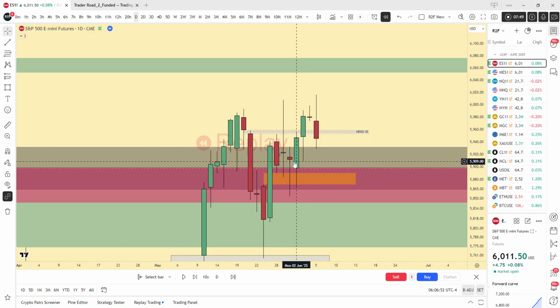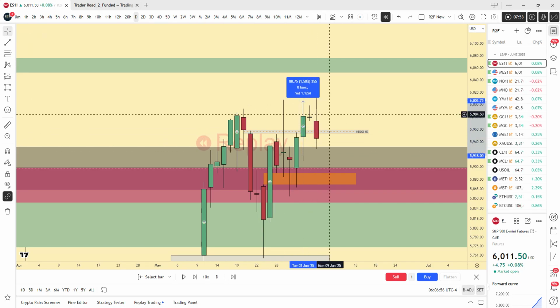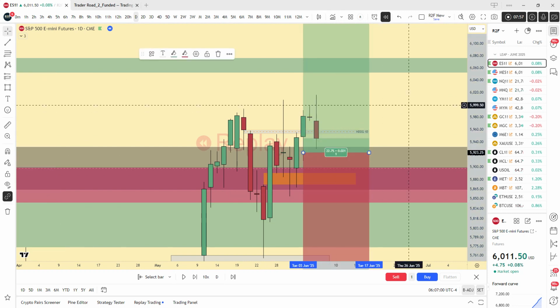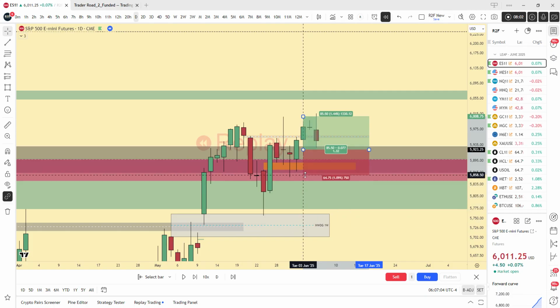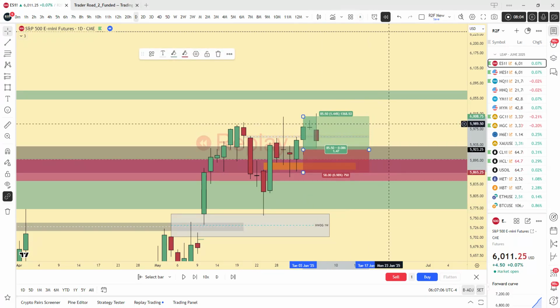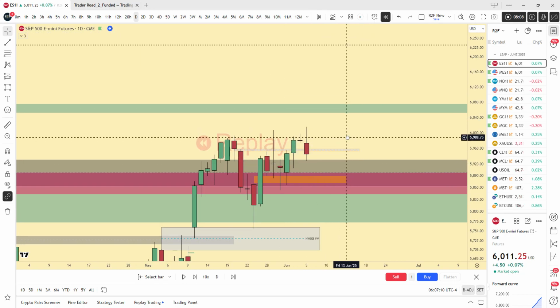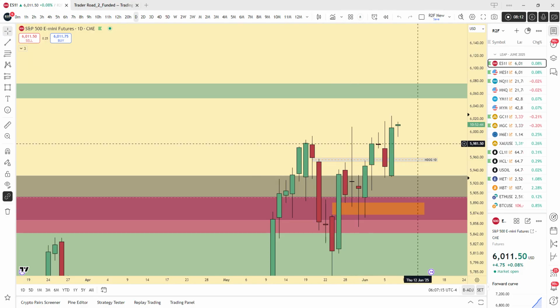We do come all the way down there, and we can target this high. Maybe there's a 2R in there. If you're just targeting the high, it's like 1.5. Maybe you're able to refine it a bit more on the lower time frames, right? So let's remove this. See what we got.